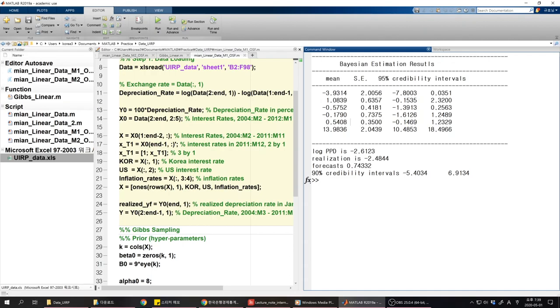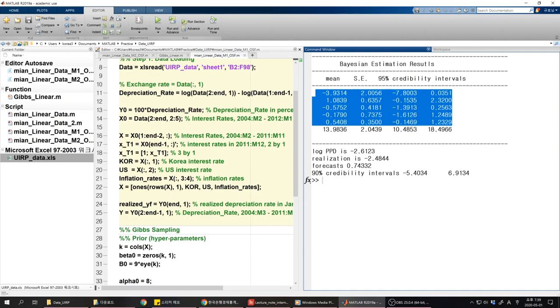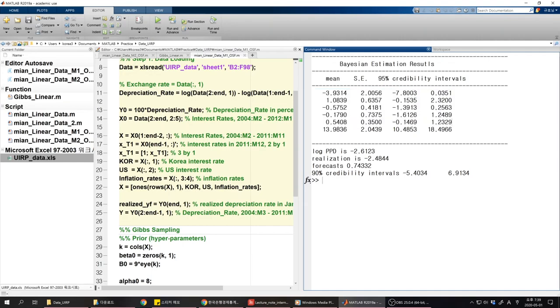Okay. So then, what about the log PPD, the predictive accuracy? Has it been improved or not? It looks worse than before, because previously it was about minus 2.5, and now it's minus 2.6. Why does this happen? Because maybe we have too many irrelevant, unimportant regressors like inflation rates. So more regressors do not necessarily imply more information.